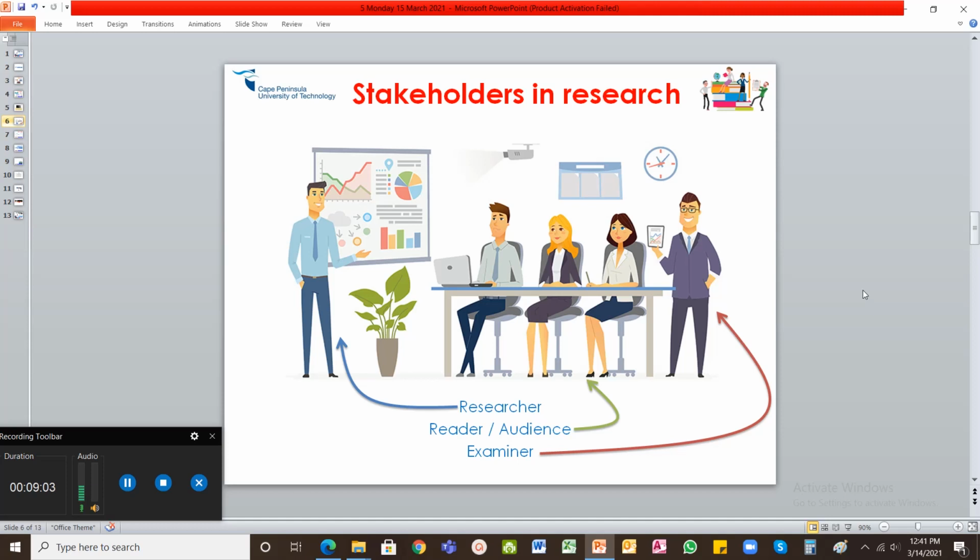Next, let's have a look at who is involved in research. Immediately it will be you. You are the researcher, right? So you are the one conducting all the research, reading up on all the material that you are gathering regarding your topic, right? And you will be presenting this to two people. You are presenting it firstly to the reader or your audience. Now, these are people that know absolutely nothing about your topic.